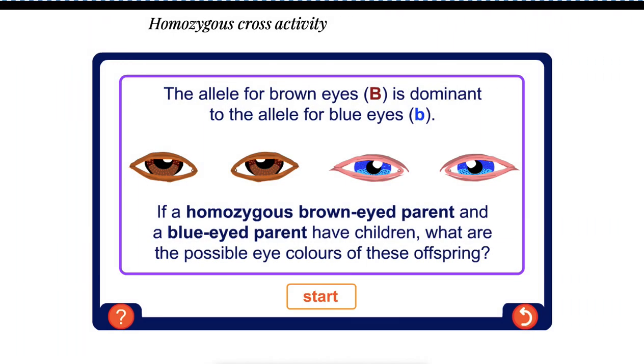Now, what about this: the allele for brown eyes is dominant to the allele for blue eyes. If a homozygous brown-eyed parent and a blue-eyed parent have children, what are the possible eye colors of the offspring? Let's talk about this during the lesson.